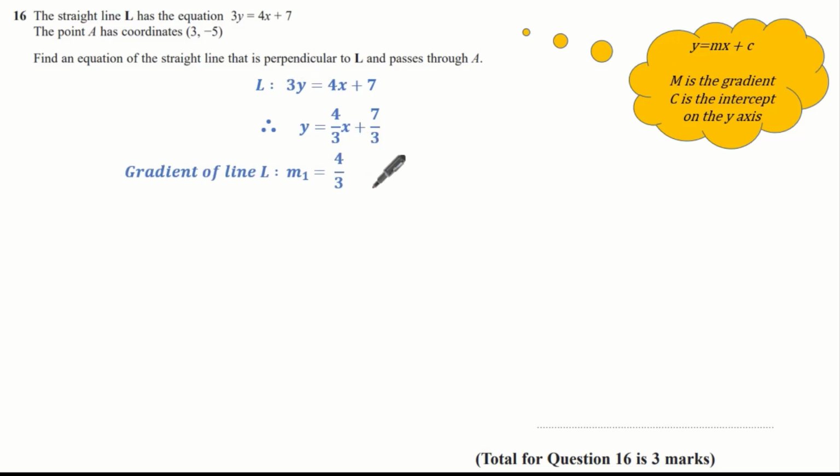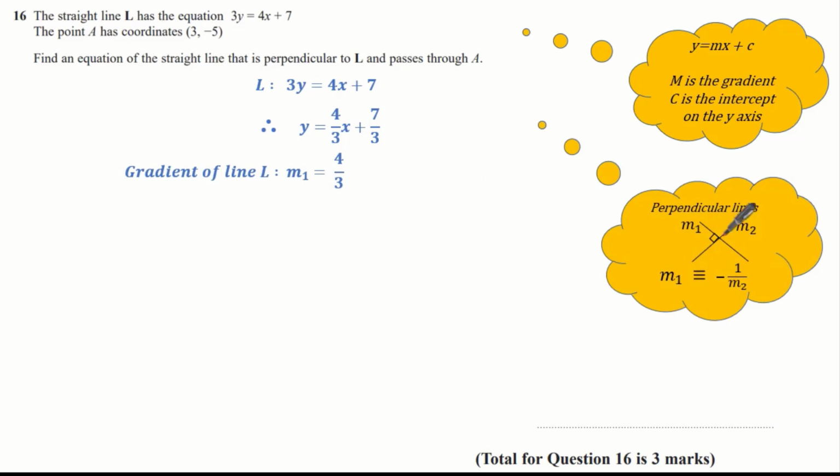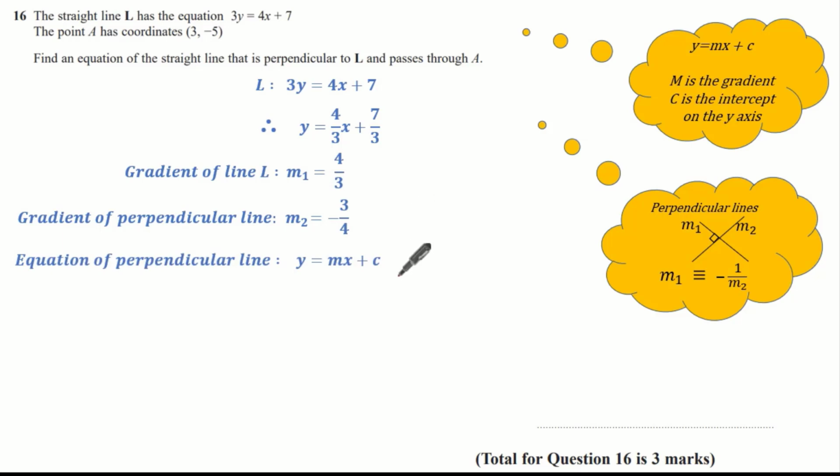Now, remember the relationship between perpendicular gradients. Well, if we have 2 perpendicular lines, this is the relationship between their gradients. Gradient 1 is the negative reciprocal of the second gradient. So if we know the gradient of line L is 4/3, we immediately know the gradient of the perpendicular line to be minus 3 over 4, because it's the negative reciprocal of this gradient. So remember, we're asked to find the equation of a line. And the equation of any line is y equals mx plus c, and we know the gradient of our perpendicular line is minus 3 over 4.